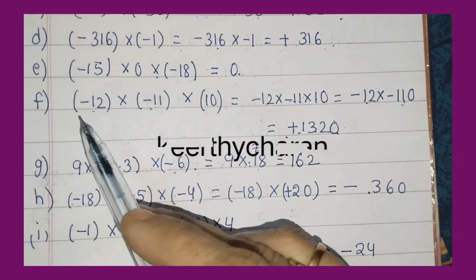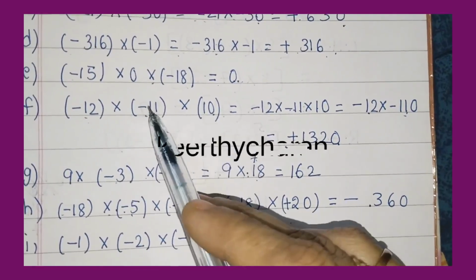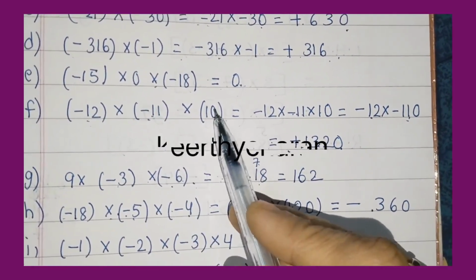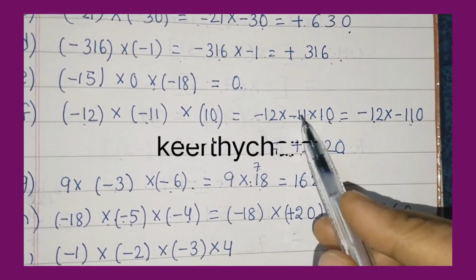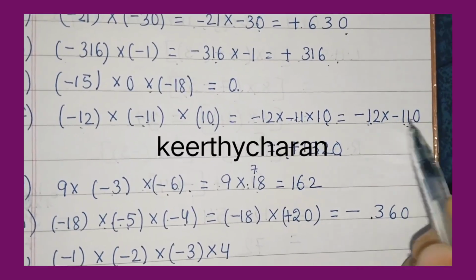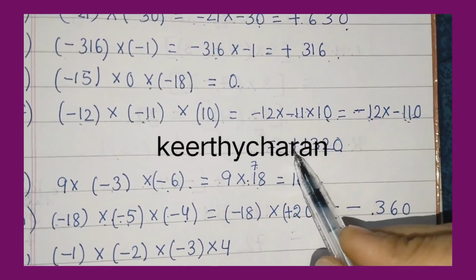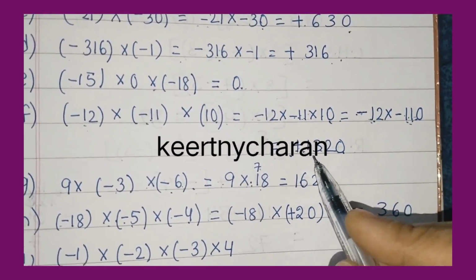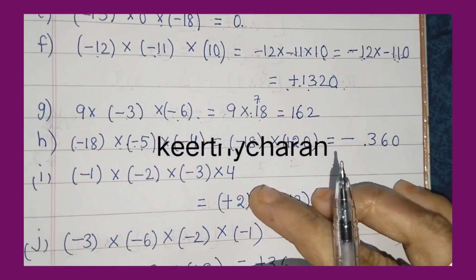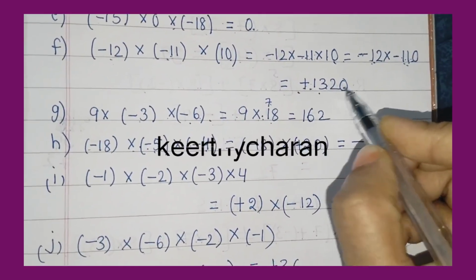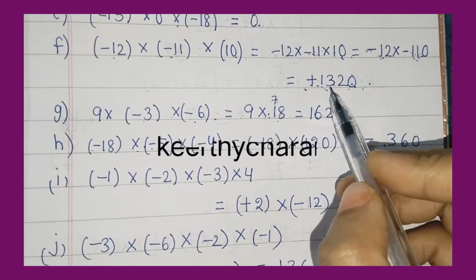If you see the F, minus 12 into minus 11 into 10. See, I will multiply these two first. What will come? Minus 12 into minus 11 into 10, I wrote again. That is equal to 11 tens are 110. If you multiply these two first, minus into minus is plus. 12 elevens are 132. So 0 you wrote. 12 twelves are 144. 12 elevens are 132. So 1320 you wrote. So the answer is 1320.